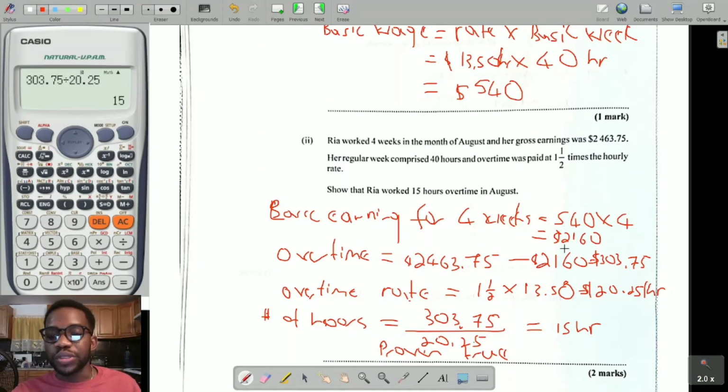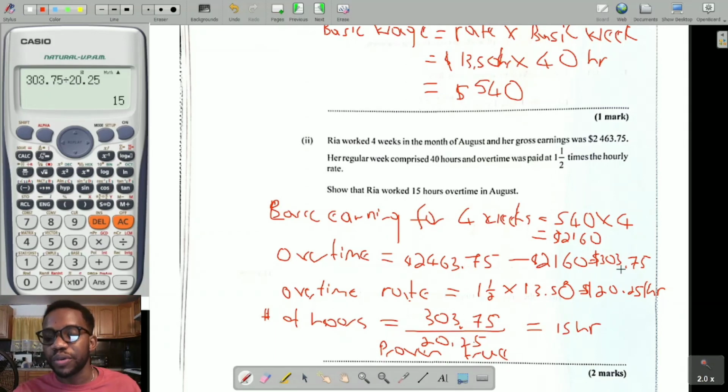Once we find the normal earning, it means that any other amount of money that he earns is automatically overtime money. So that's $303. Now, when he works overtime, he's paid at a higher rate. He's paid 1.5 times what he normally is paid on regular. So for overtime, you'd have to take the regular rate and multiply it by 1.5. That now gives us the overtime rate. That's how much money he's getting per hour overtime.